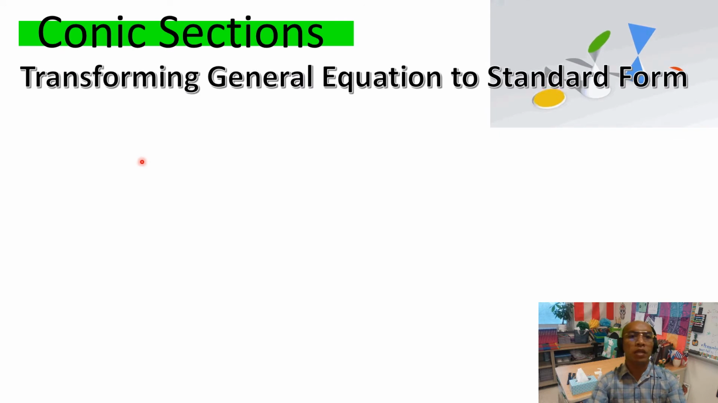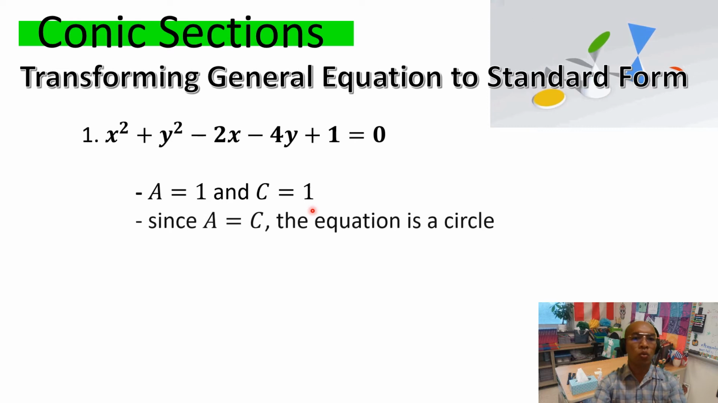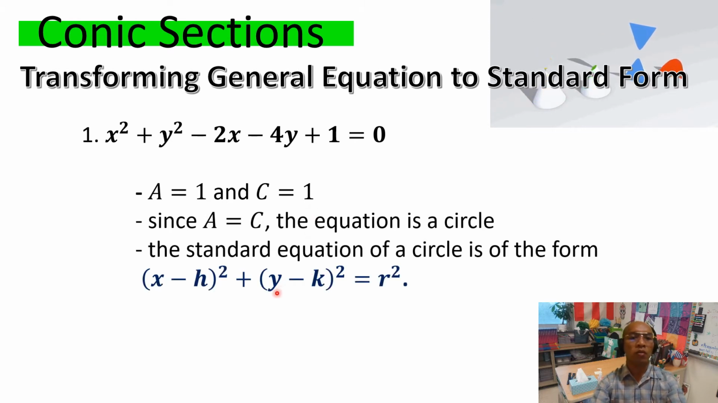So that skill is very important in our lesson in transforming general equation to standard form. Suppose we have the equation x squared plus y squared minus 2x minus 4y plus 1 is equal to 0. What is the standard form of this given equation? So based on our previous lesson, this equation is an equation of a circle. Why? Because a is equal to 1 and c is also equal to 1. So this is an equation of a circle.